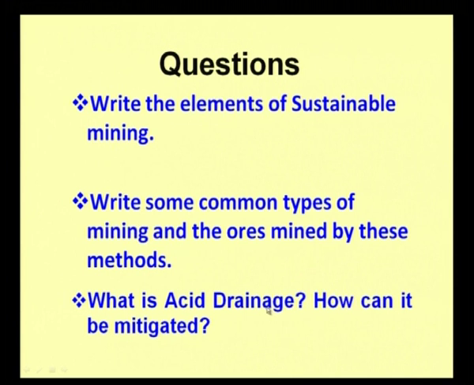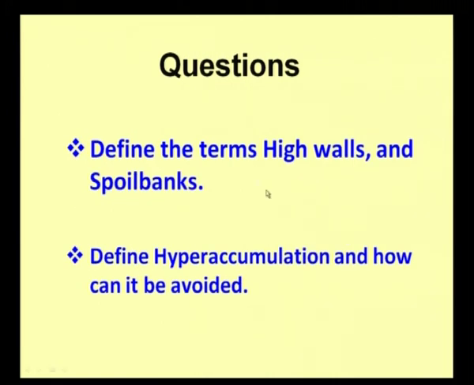The third one: what is acid drainage and how can it be mitigated. The fourth: define the terms high walls and spoil banks. And the fifth one: define hyperaccumulation and how can it be avoided.